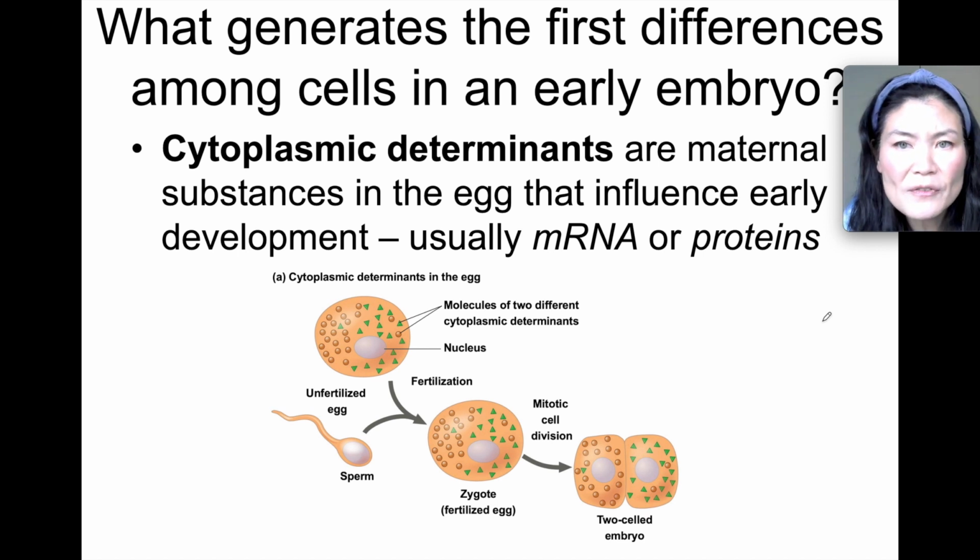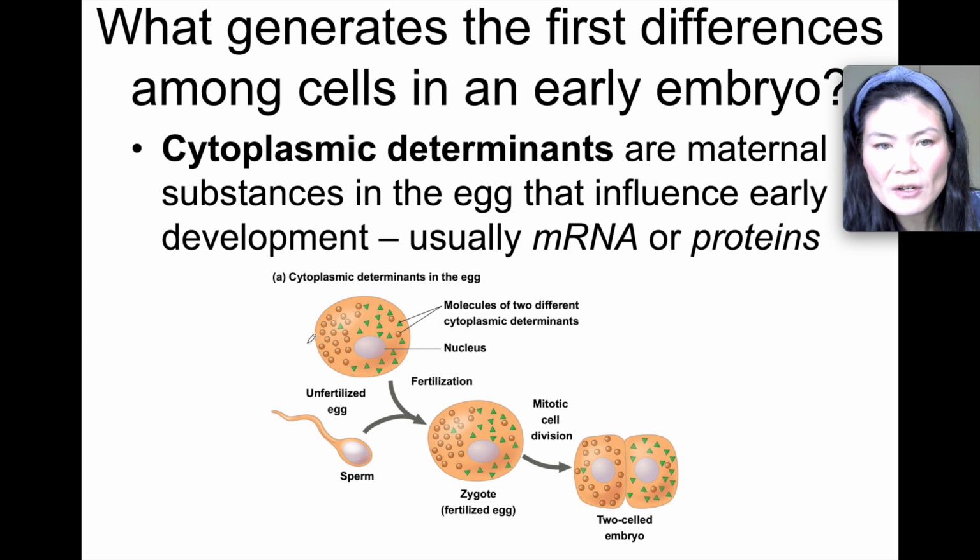So what generates the first differences among cells in an early embryo? Okay, so here we have our egg that is now fertilized. It's a single cell zygote. There's something called cytoplasmic determinants. These are proteins and mRNA. So mRNA or proteins, those are cytoplasmic determinants in the egg.